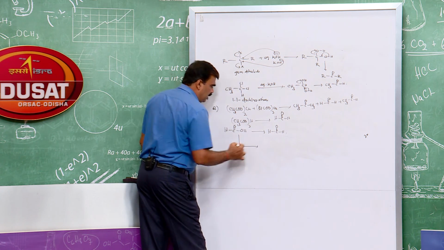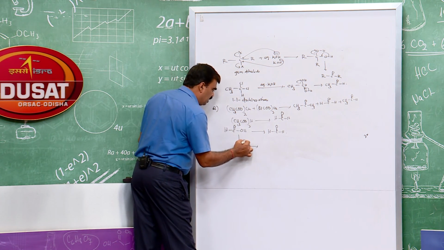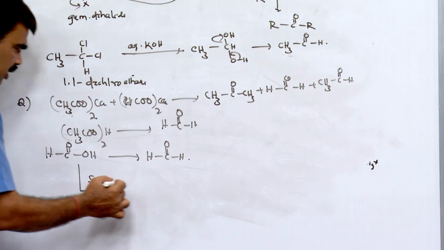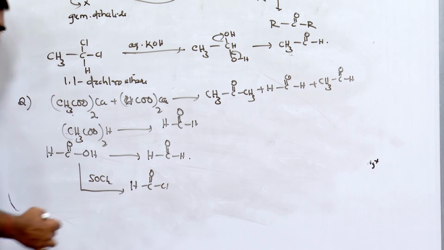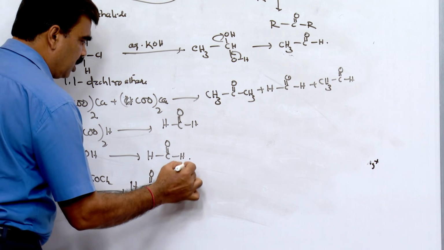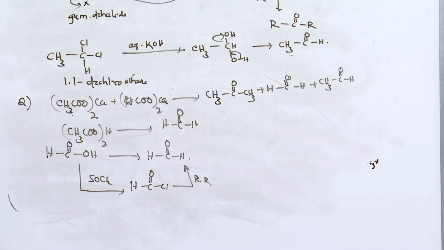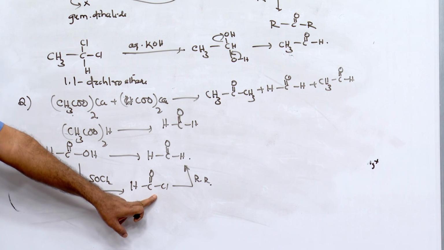So this is your formic acid. So you react it with SOCl2, right? Then you will get formyl chloride, but this is not a suitable method. Do Rosenmund reduction, you will get formaldehyde, but this is not a suitable method, because formyl chloride is highly unstable and poisonous.